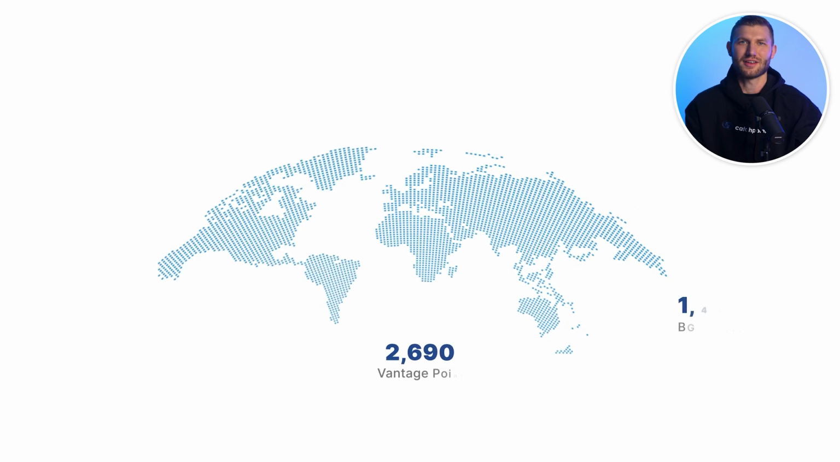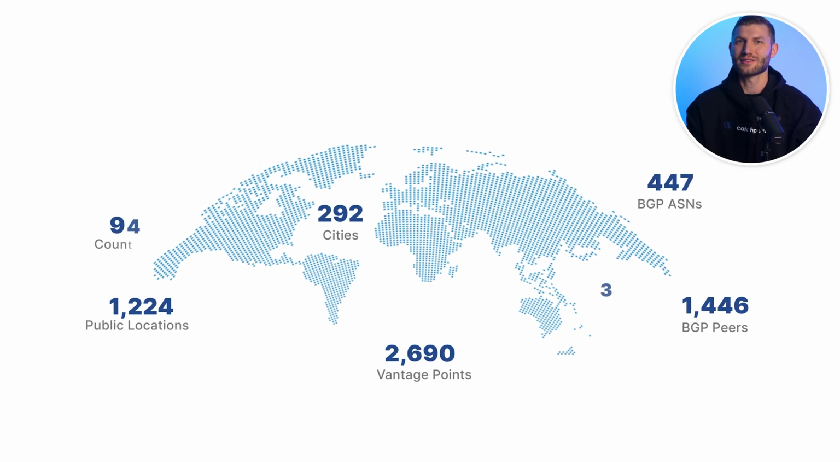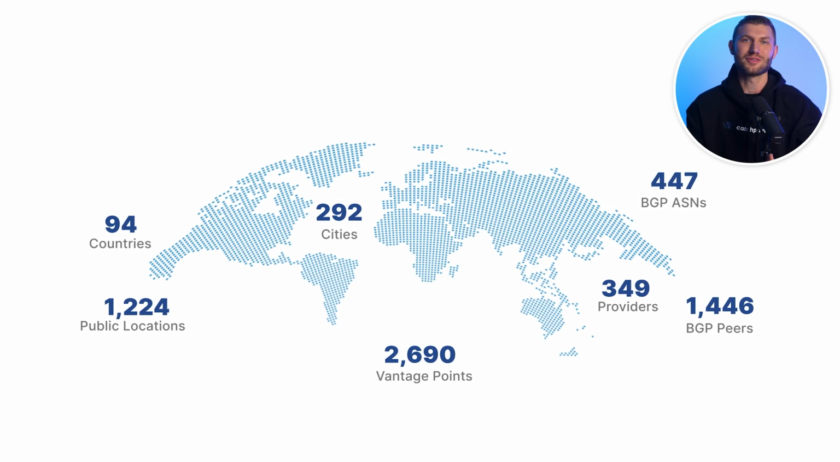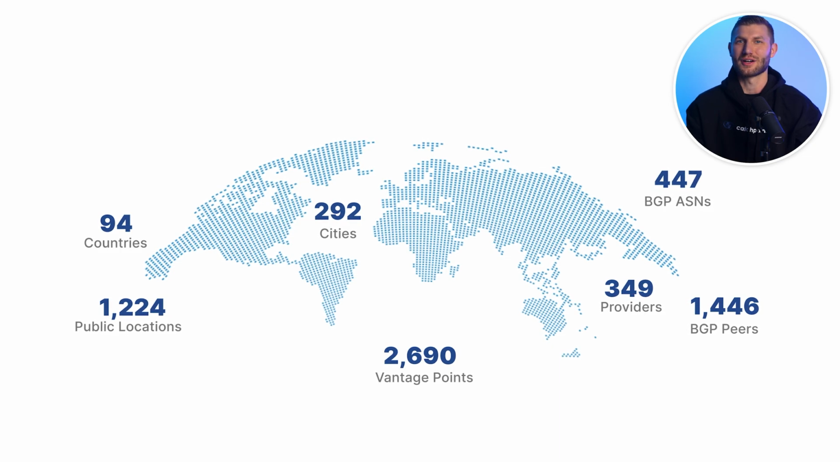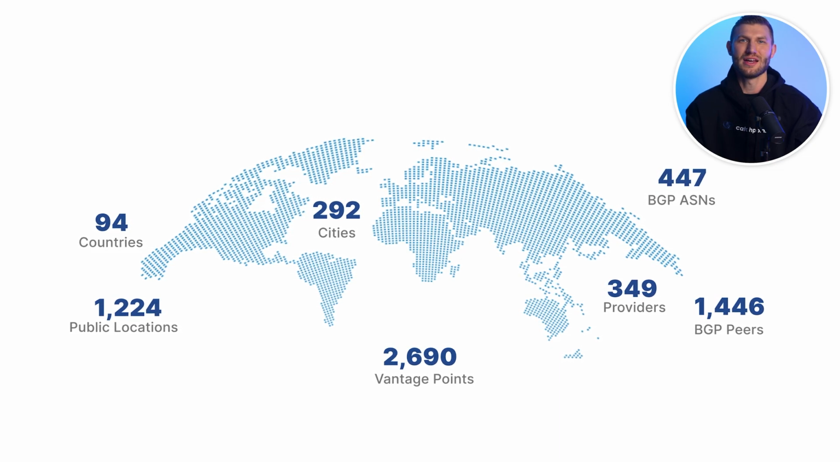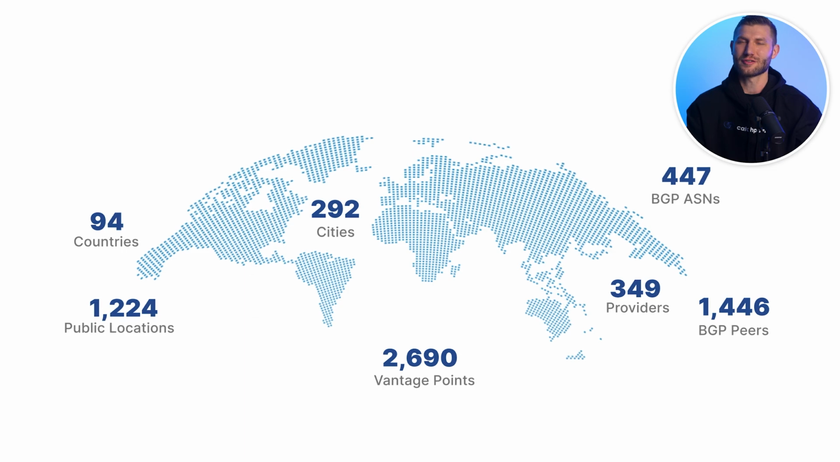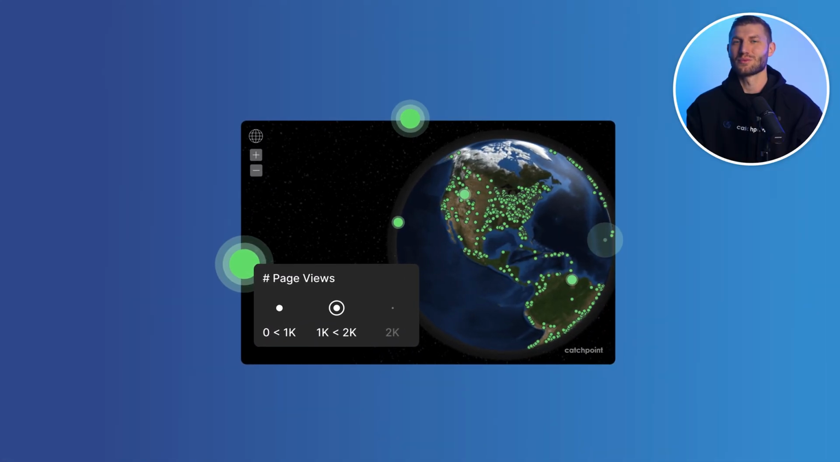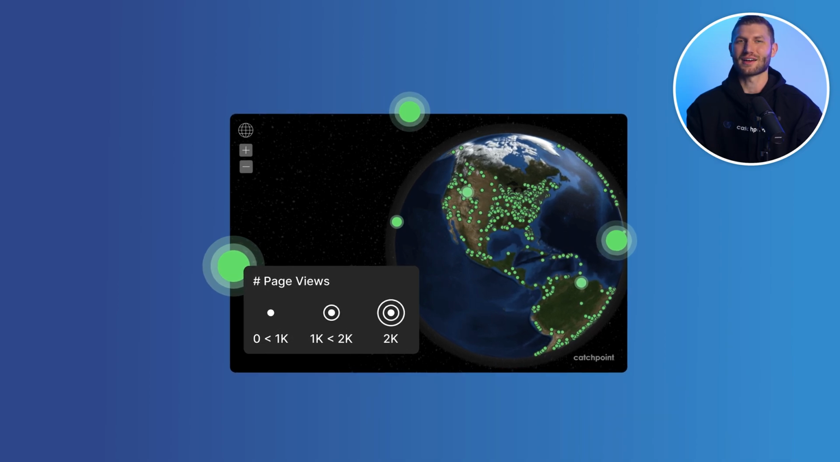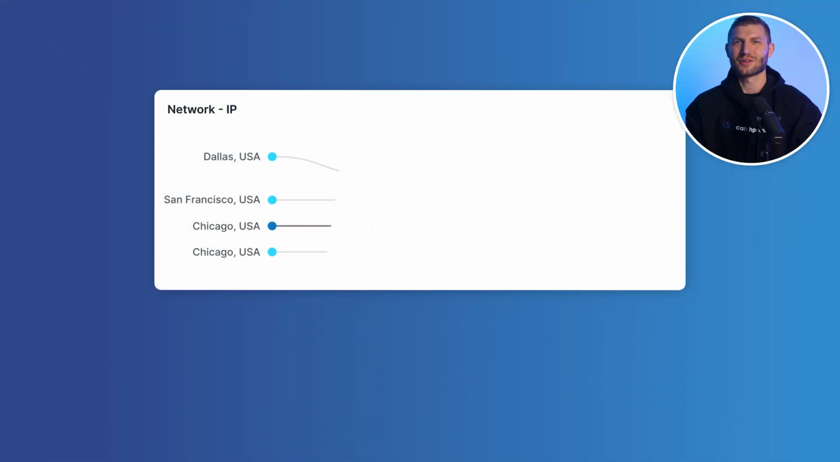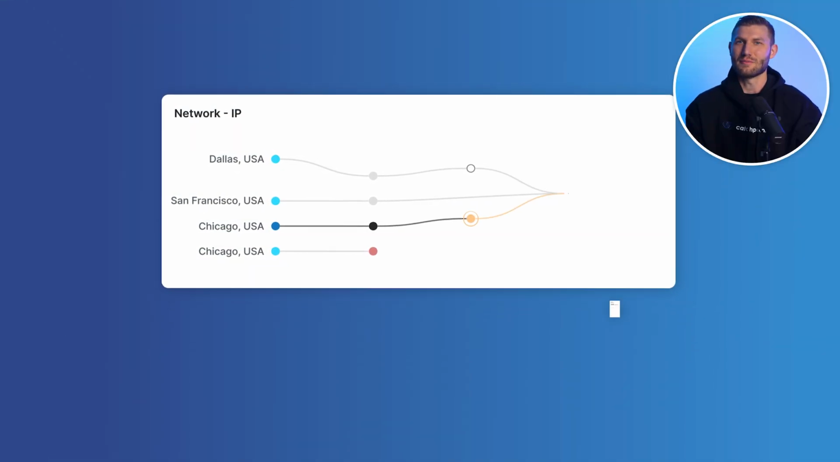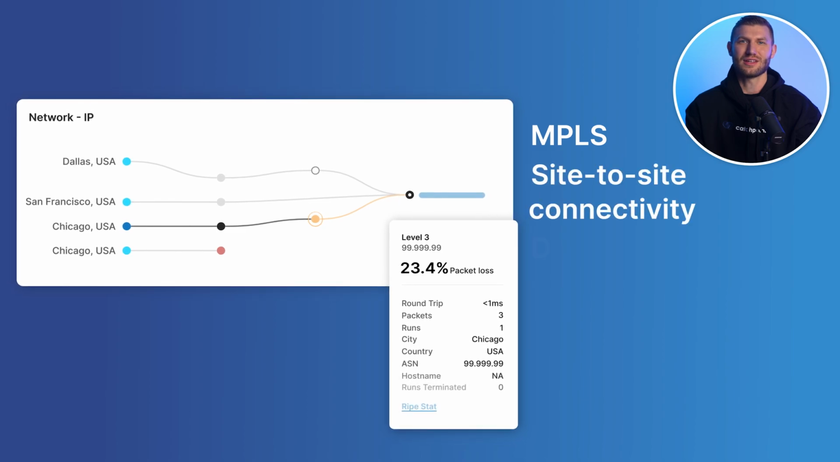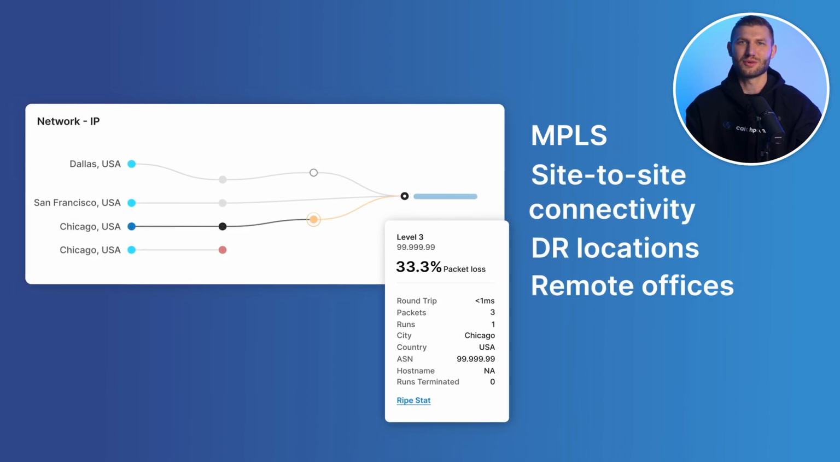Combine it with synthetic tests that proactively measure experience from where your users are with the world's largest global observability network across core internet infrastructure and your own nodes deployed in your offices and other locations. You could explore RUM data to understand the real user experience of users accessing your service. You can instantly understand health and performance for your edge services. Then you can explore your internal network, including MPLS, site-to-site connectivity, DR locations, and remote offices.